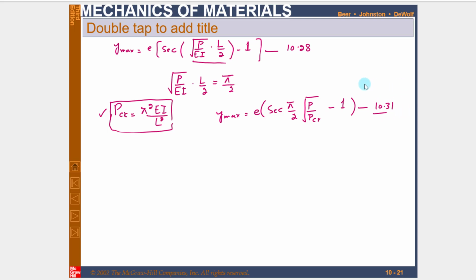Now the maximum stress occurs in the section of the column where the bending moment is maximum. For example, this was the beam, this was the cross section of the beam. Let me draw it correctly.